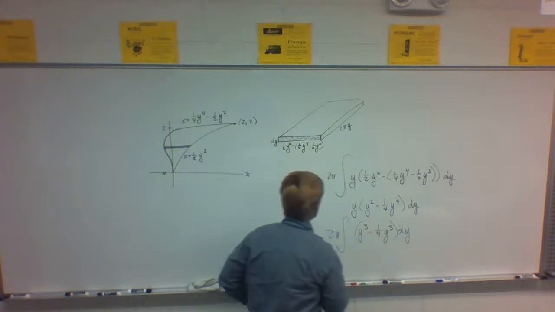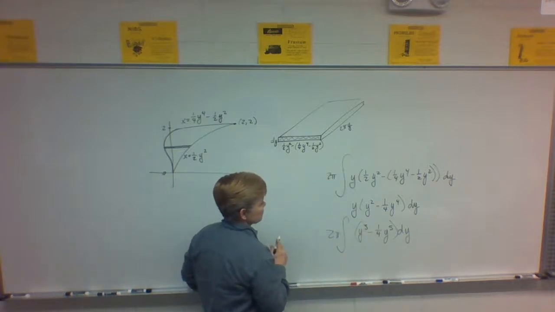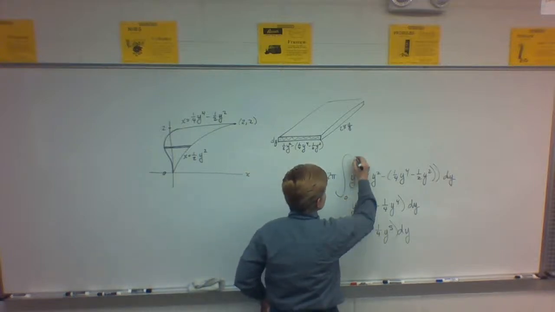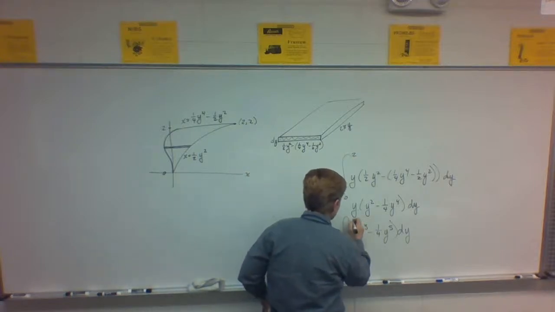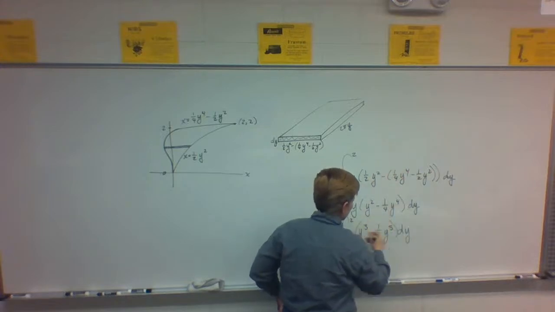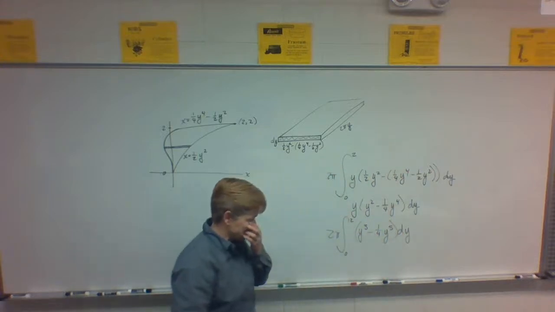Oh, and by the way, what are we integrating from and to? 0 to 2. Yeah, 0 to 2. That's the collection of the slabs, 0 to 2. So if you simplified this mess a little bit, you could get it down to there, and you could do it by hand if you had to.